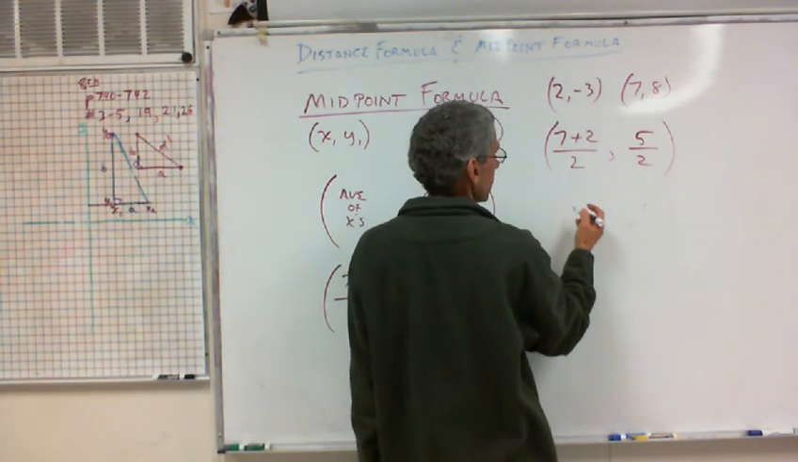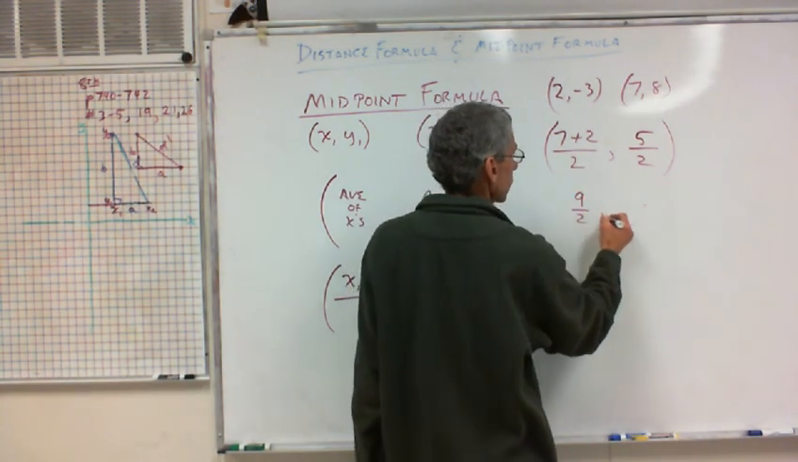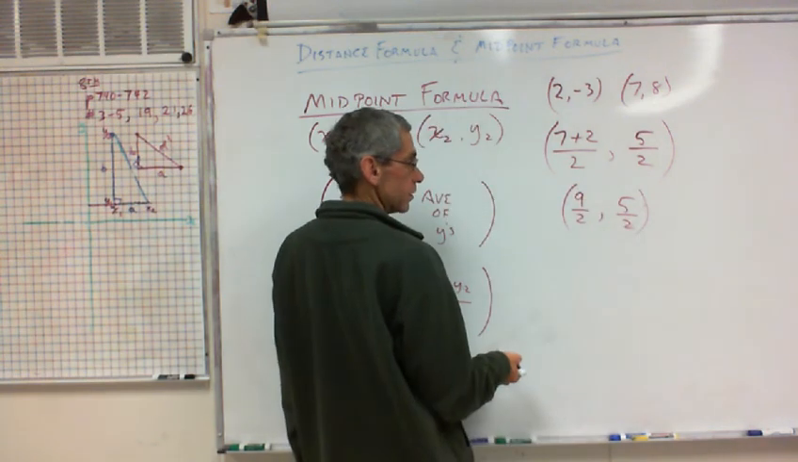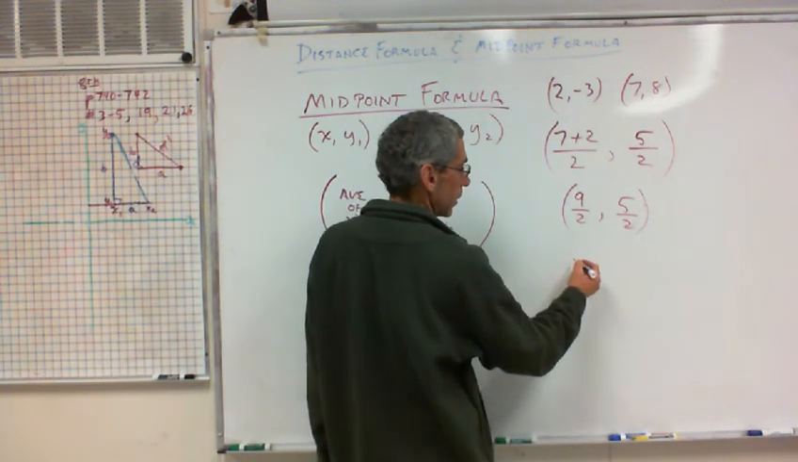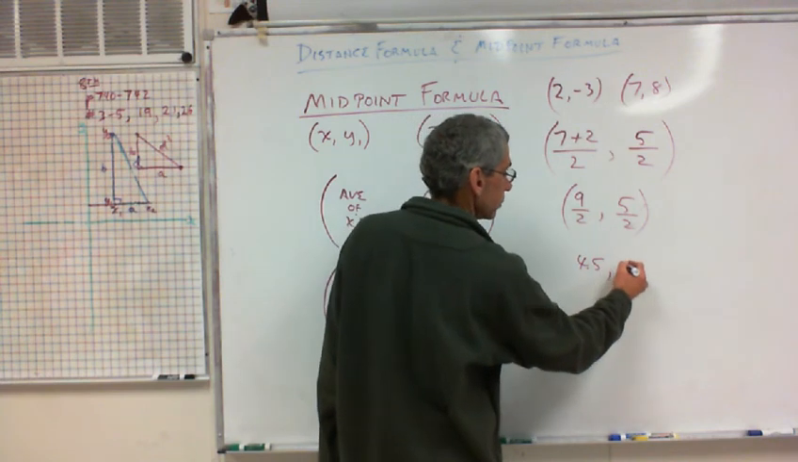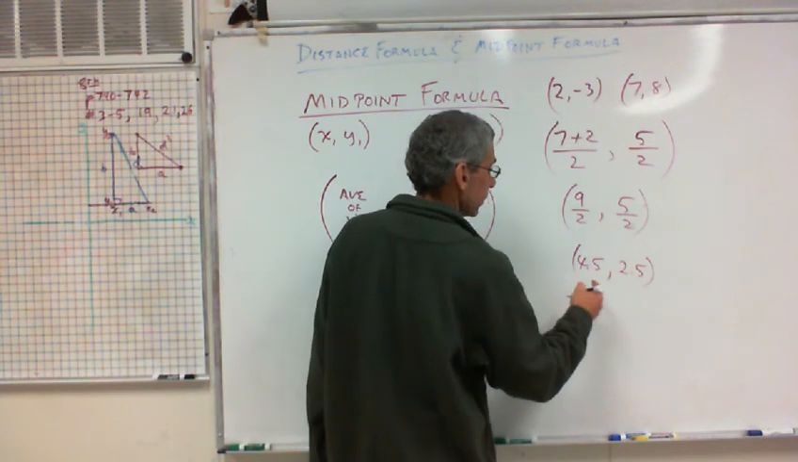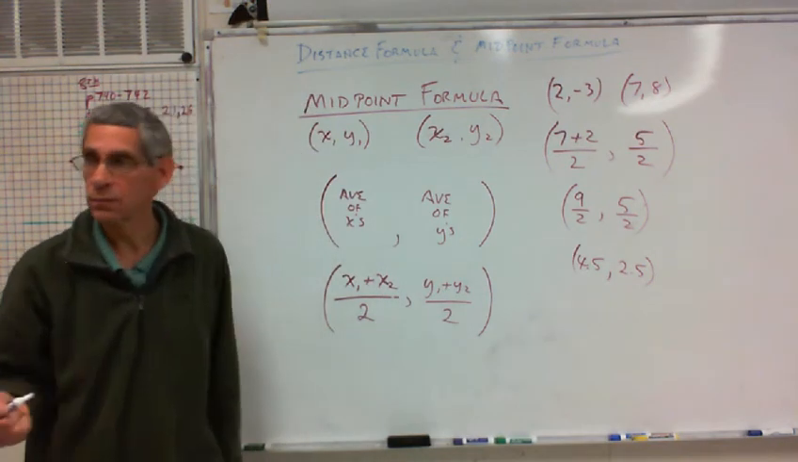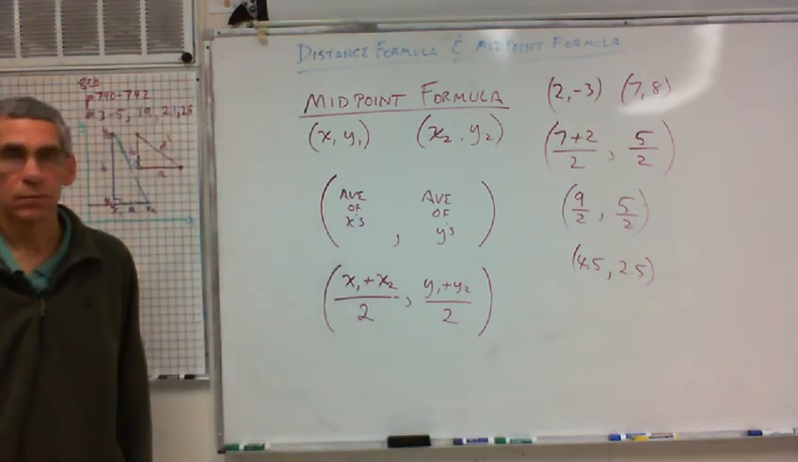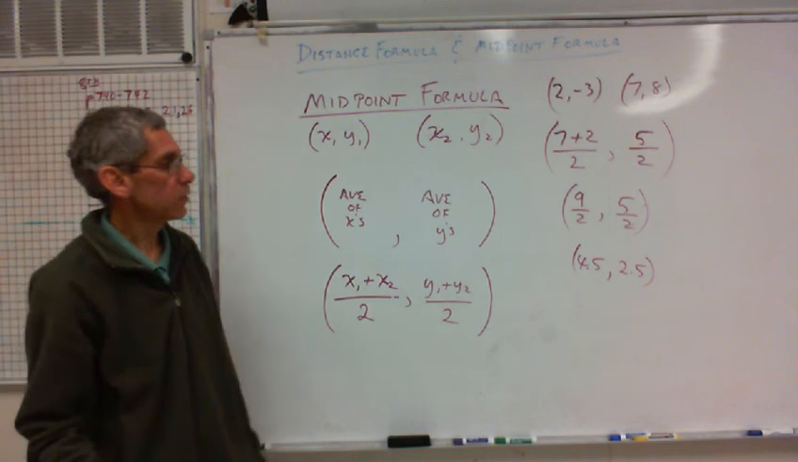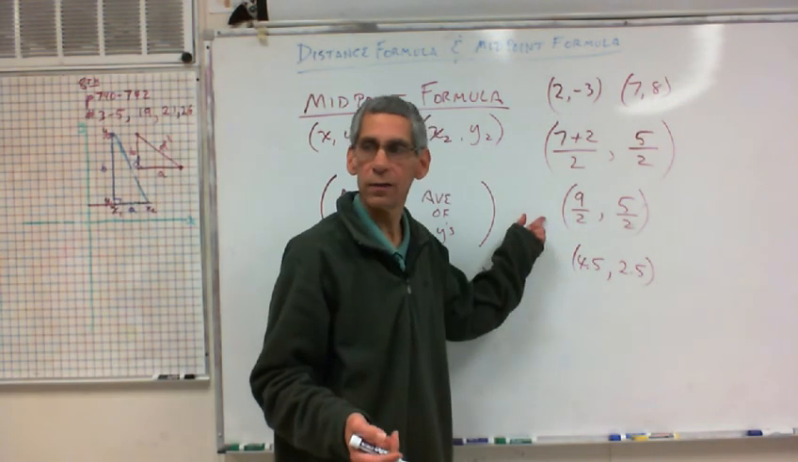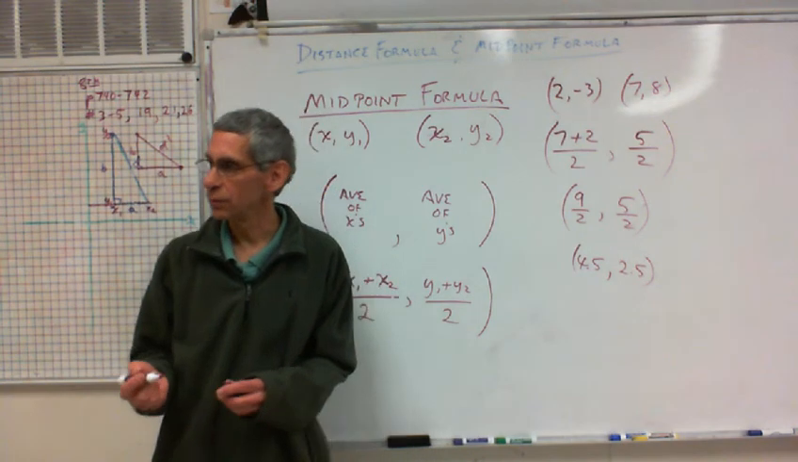So 7 plus 2 is 9. 9 over 2, comma, 5 over 2. I could leave it like that, or I could write it as a decimal, but that's fine. I could say it's 4.5, comma, 2.5 if I want. Or I could leave it as a fraction. Does that make sense? Right? So they're more fun when they come out as a whole number, but who cares, right? Fractions are fine. They're numbers too, right?